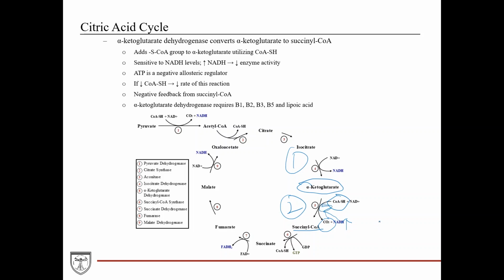Again, just like the previous reaction, if you have high levels of ATP, this is going to be a negative allosteric regulator as well. The other thing is, if levels of CoA-SH are low, this is going to decrease the rate of the reaction, because it's one of the reactants. If you have a lower concentration of one of the reactants, it's going to lower the rate of the overall reaction. And then succinyl-CoA is also going to feedback inhibit this enzyme. Lastly, it's important to know that some of these enzymes require vitamins as cofactors. Alpha-ketoglutarate dehydrogenase requires vitamin B1, B2, B3, B5, and lipoic acid.